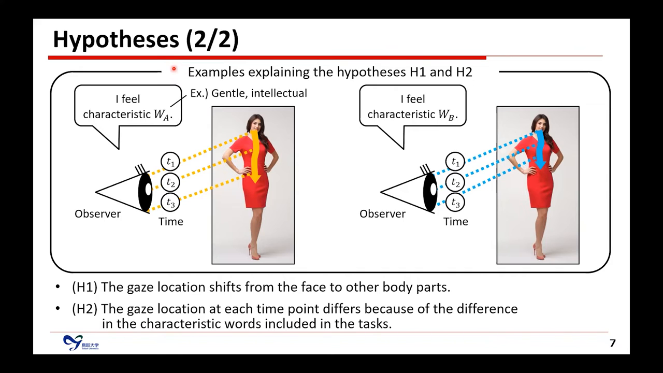Second, we explain a specific example for hypothesis 2. When we compare the time series signals of the gaze location between this one and this one, the gaze location at each time point differs because of the differences in the characteristic word included in the tasks.